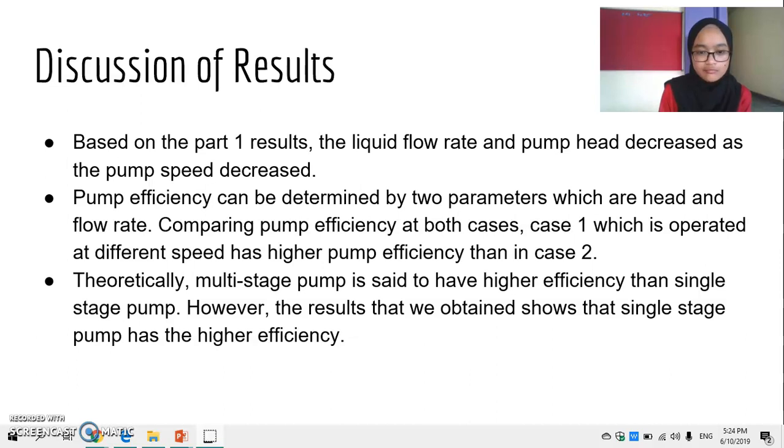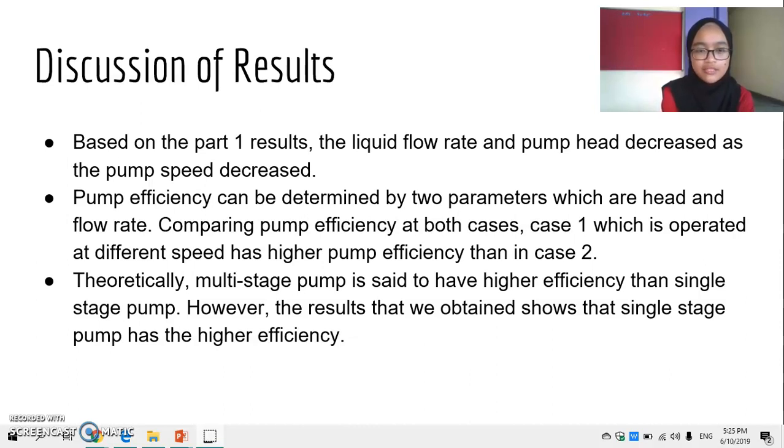For the comparison between multi-stage and single-stage pump, theoretically the multi-stage pump is said to have higher efficiency than the single-stage pump. However, the results that we obtained show that the single-stage pump has the higher efficiency. Multi-stage pump is said to have higher efficiency because it allows smaller diameter impellers. So the results that we obtained may have diverged a lot from the theoretical results.